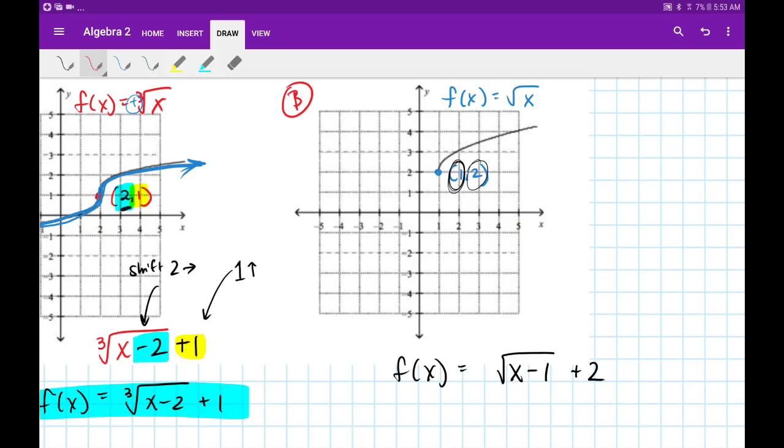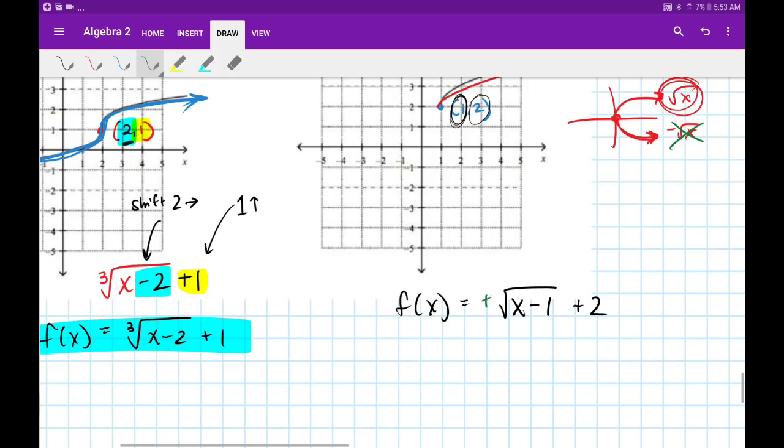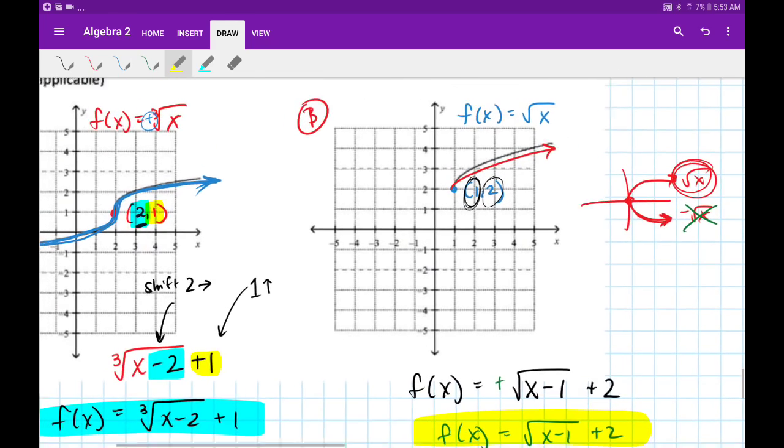Now it's time to check if it's being reflected. Well, this is the general shape of our square root graph. So it's not being flipped, since it's not going downwards. It's going to be our positive version and not the negative. So you could put a plus out in front, or you could just leave it. But our function is going to be square root of x minus 1 plus 2. And that would be the answer for B.